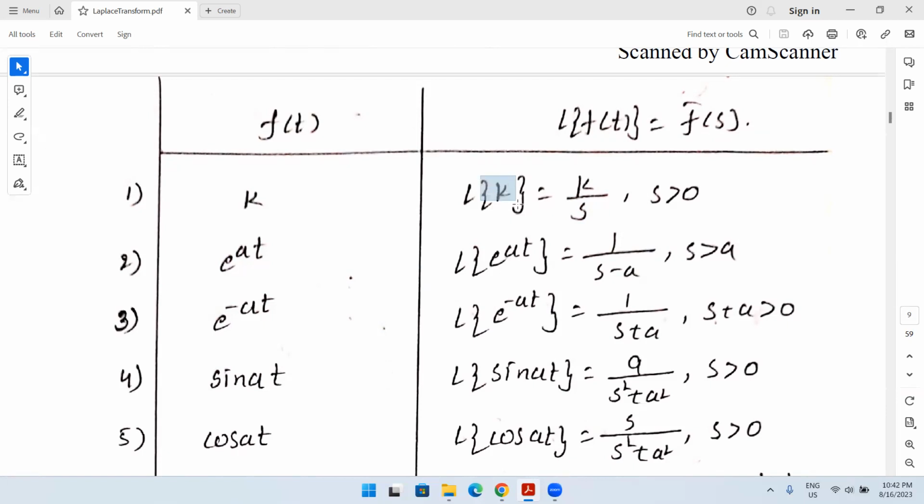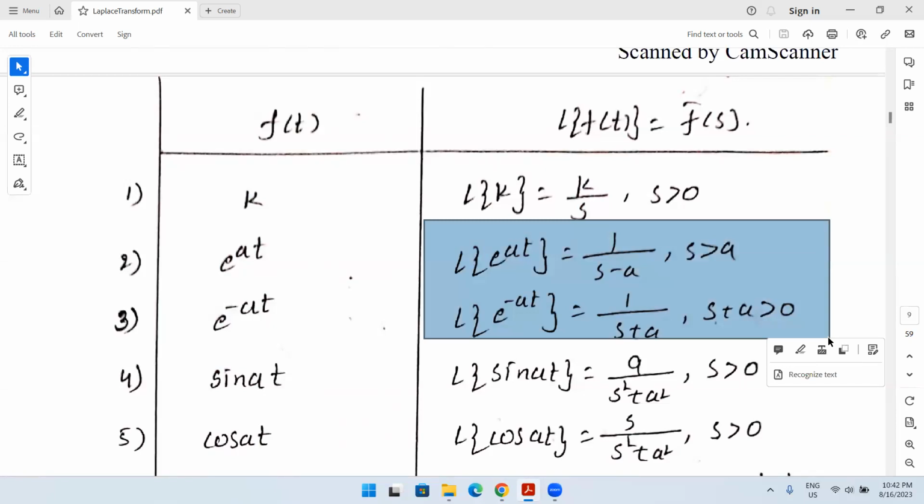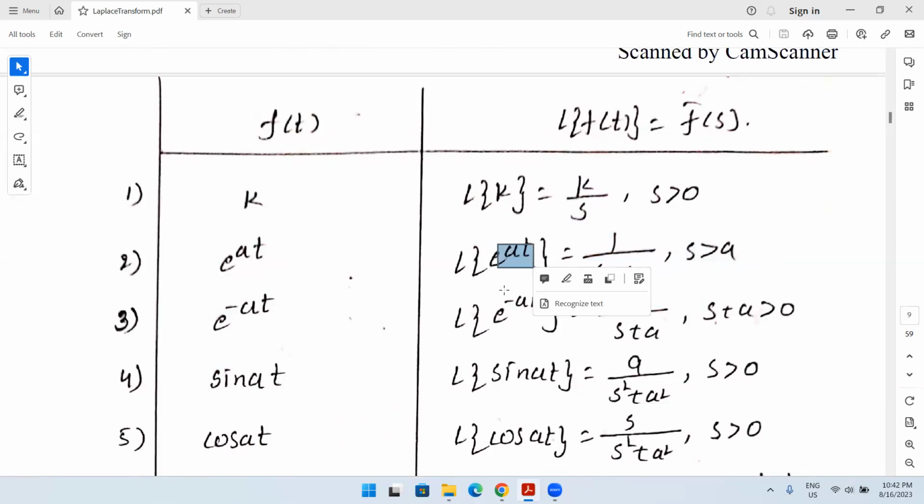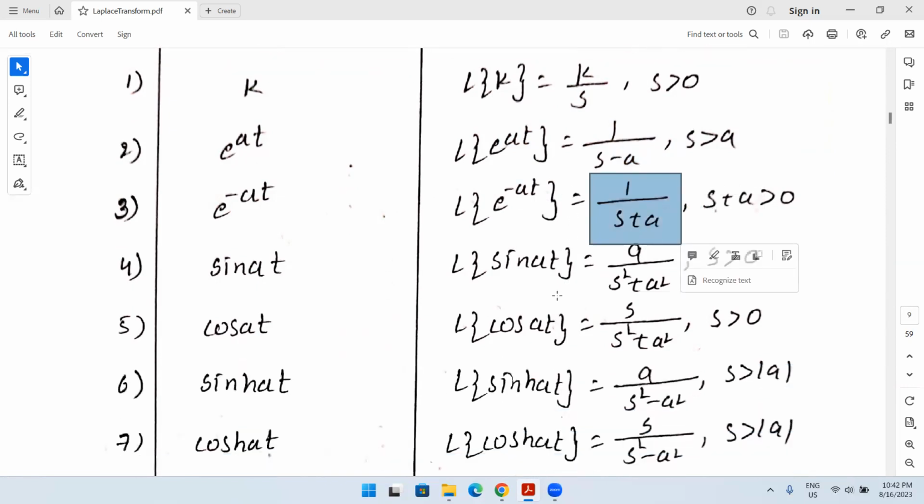Okay. Laplace transform of k is k by s, and Laplace transform of e power at is 1 by s minus a. Here s is greater than a. Okay. And here we see the power of e exponential, and here it is e power minus at, so the second and third formulas are similar. Here a is positive, here a is negative. In the place of a, if you put minus a, we get the same form, 1 by s plus a.